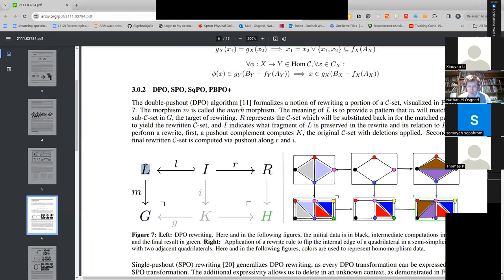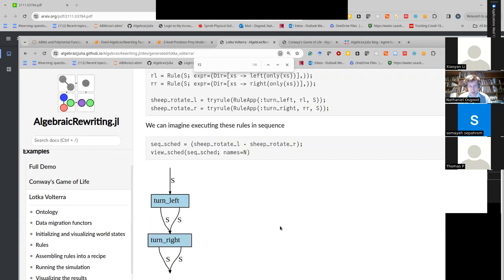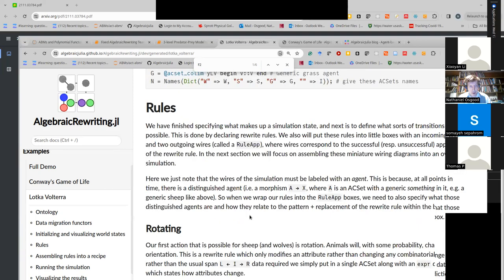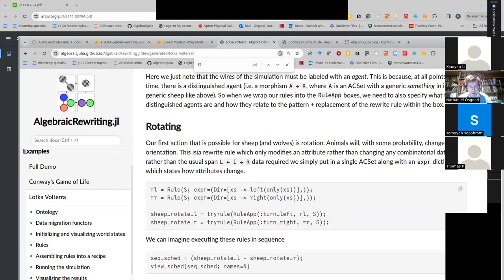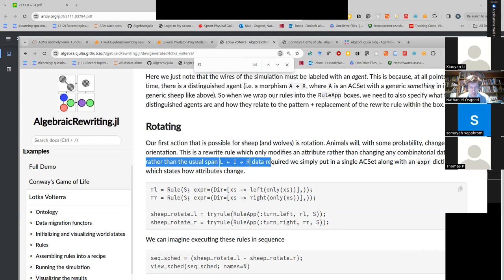Why it doesn't just rewrite it, I think it's because, I'm just thinking this through, the only update is to attributes. I remember reading something about that. Here it had to do with the very top one. It says this is a write rule that only modifies an attribute rather than changing any combinatorial data. So rather than this, we simply put in an expression dictionary that says how we update our dictionary.